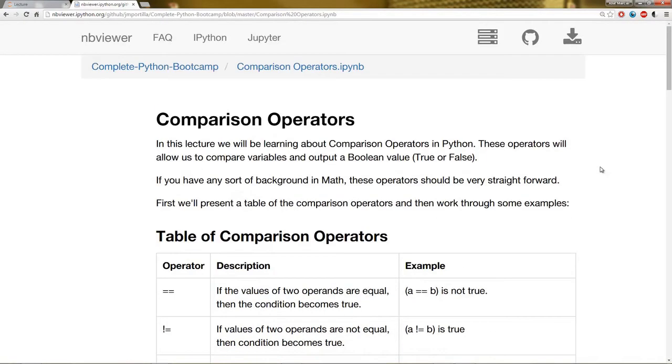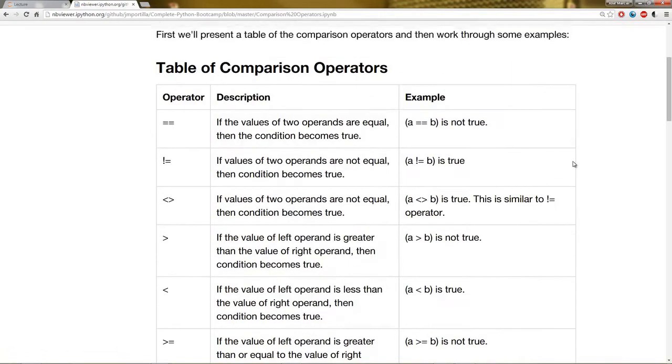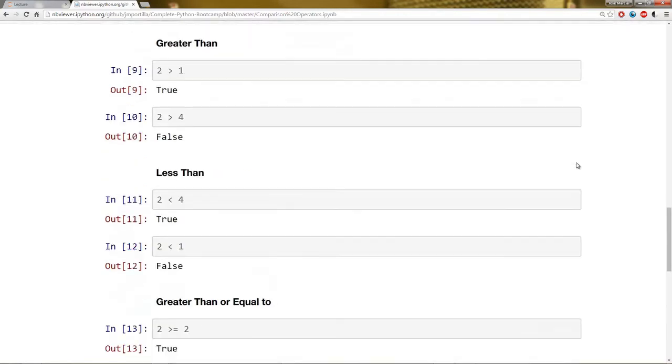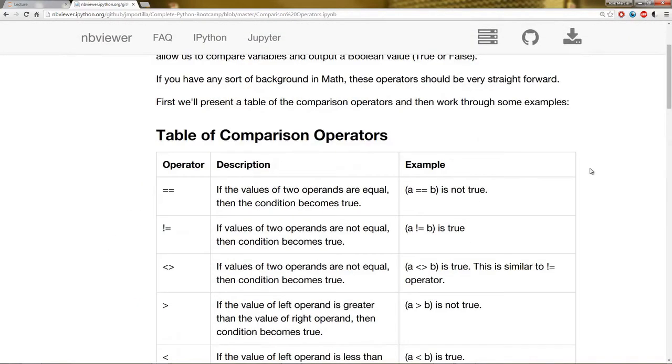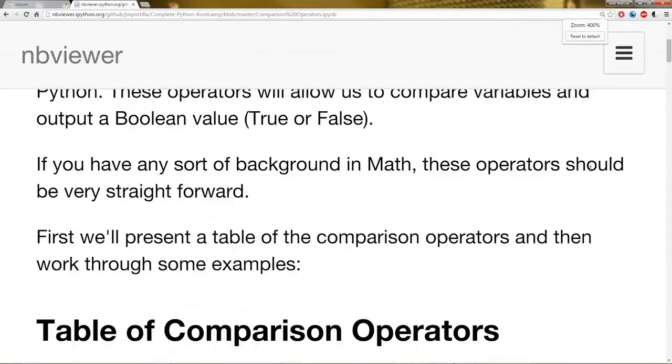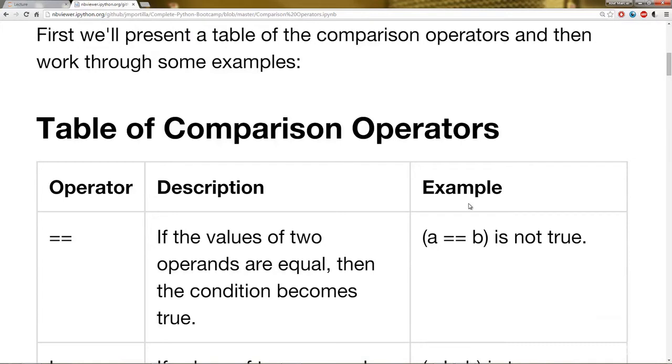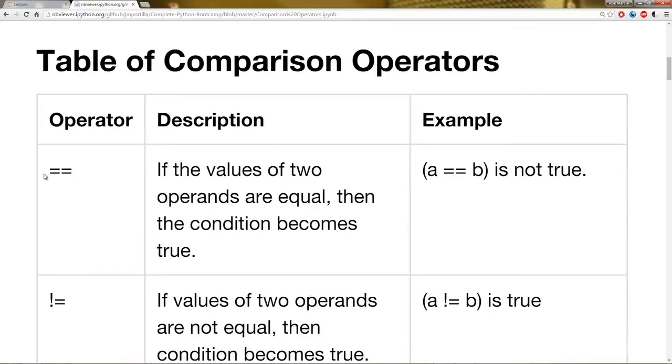If I look at the Jupyter notebook that corresponds with this lecture, I have a table of comparison operators and a couple of examples for most of them. Let's zoom in on this table and tackle them one by one. The very first operator is two equal signs in a row, which means if the values of the two operands, whatever the two objects you are comparing, are equal, then the condition is true.